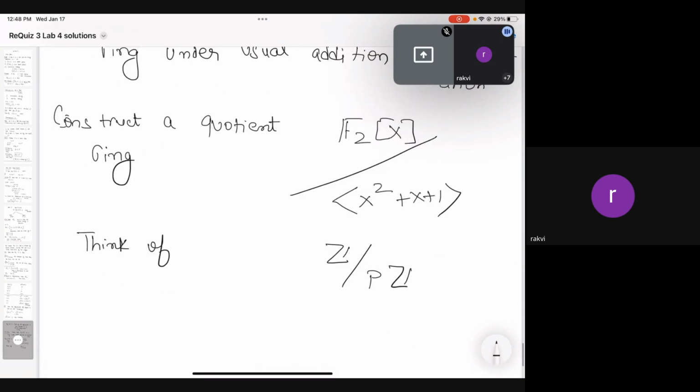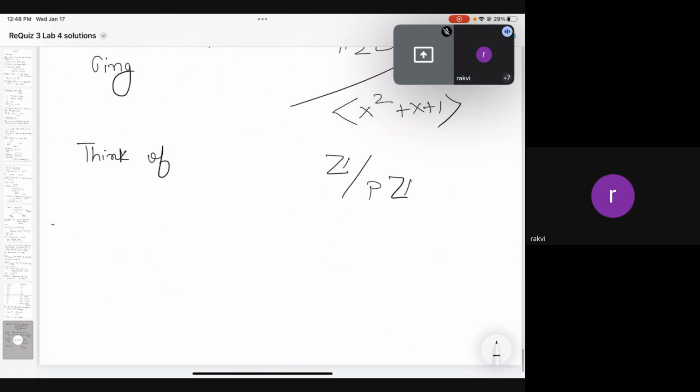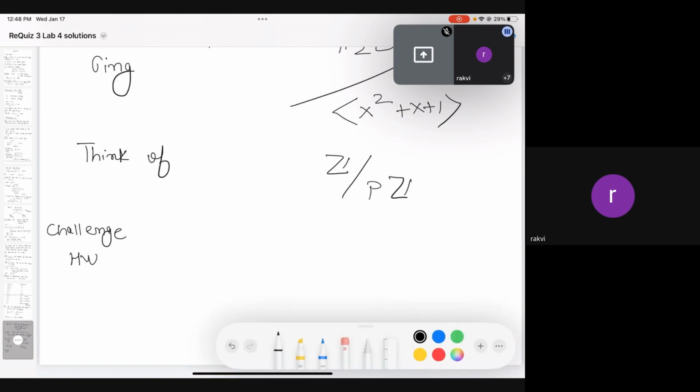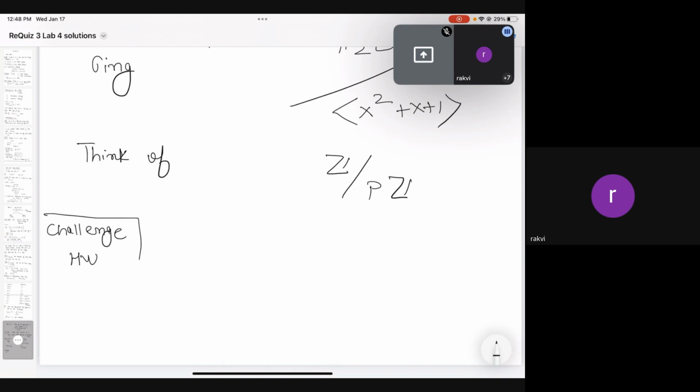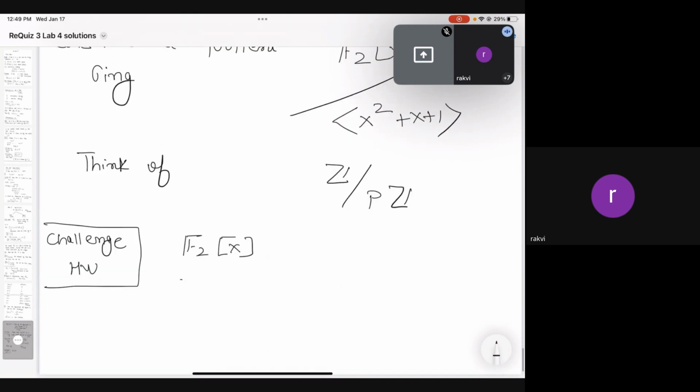Now, this is a slightly challenging exercise. So, challenge homework. Again, let me just repeat myself. If there are any of these homework exercises you would like me to do, or you would like to discuss together in a lecture, please let me know. I'm more than happy to do that. So, this is a slightly challenging homework. This object F2[x] mod x squared plus x plus 1: show that this object is a field.